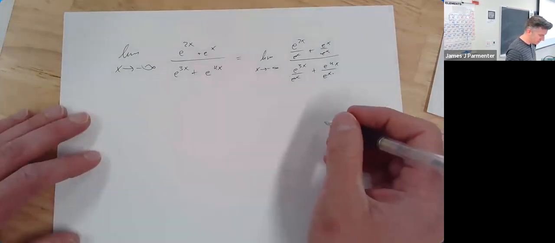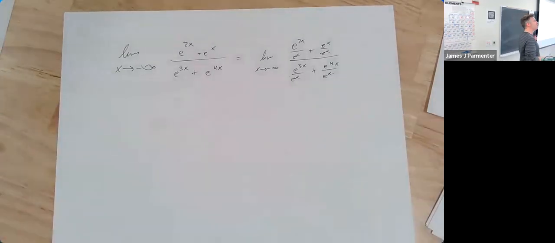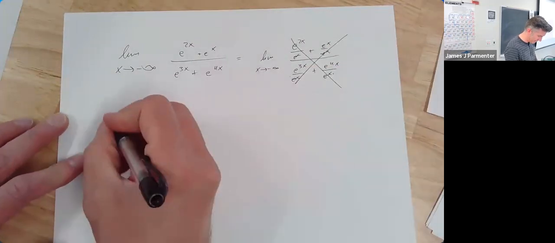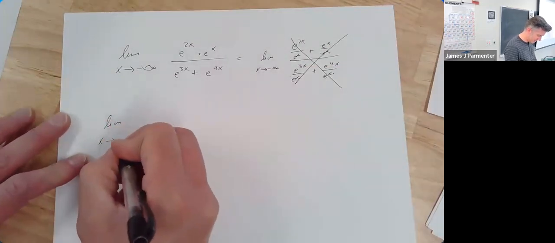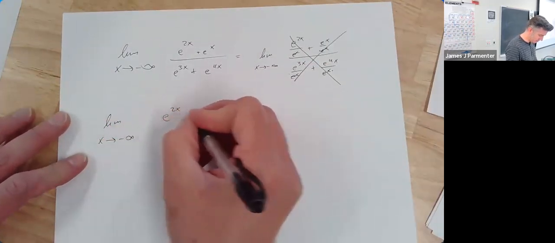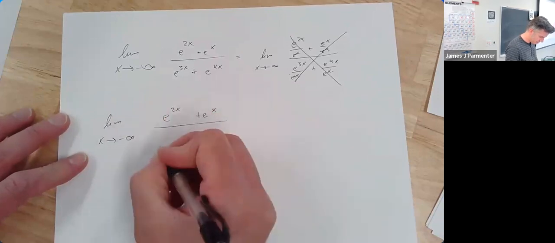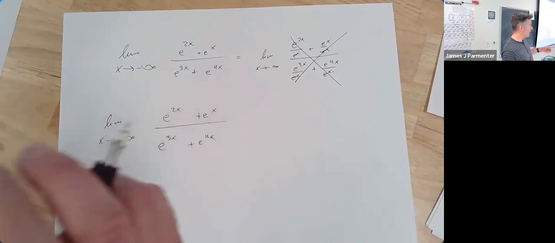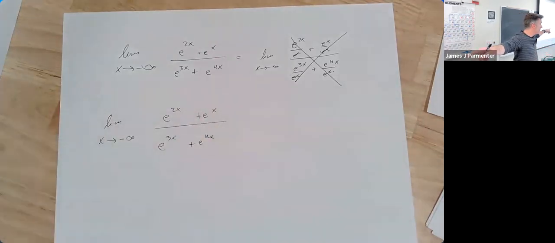So what I should have actually done is gone back to the usual thing, which is divide by the thing that's getting biggest the fastest. It's in the denominator. Which is not e to the x, it's e to the what? It's not an easy question to answer. It's e to the 3x. Because we're not going to the right, we're going to the left. So the roles are reversed.